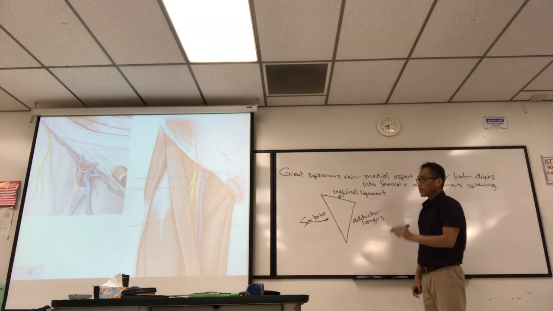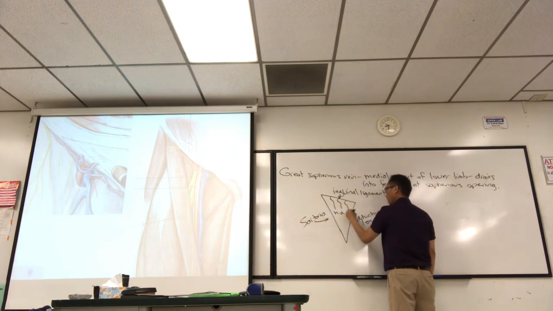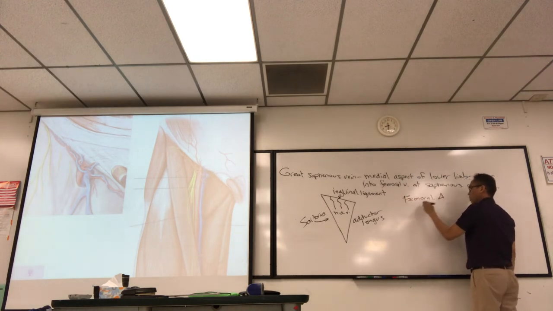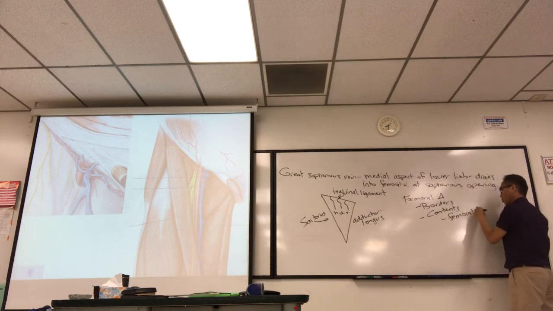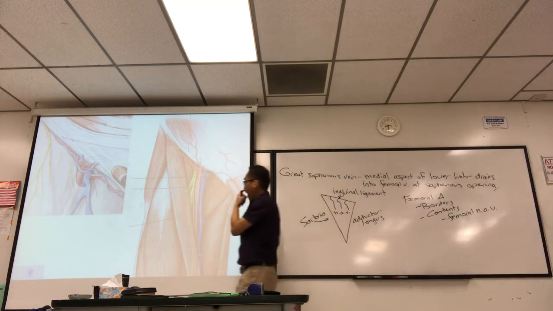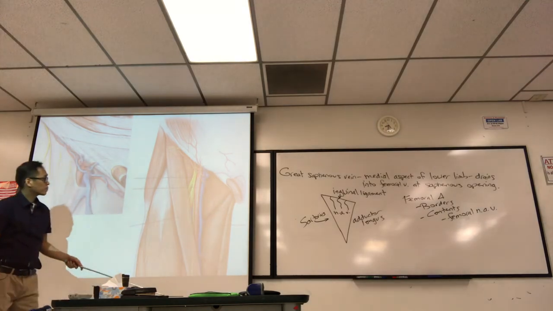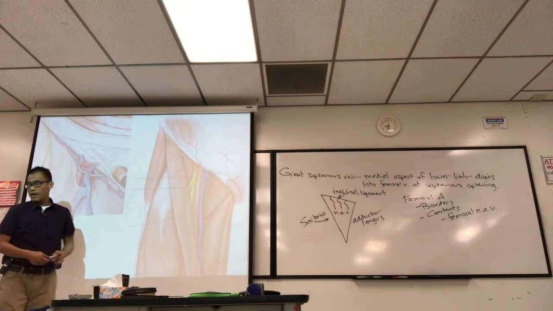And it's really the contents of the triangle that contain the important things. From lateral to medial, it's the femoral nerve, artery, and vein. So be able to identify that. So you've got the femoral triangle, know its three borders and three contents: femoral nerve, artery, and vein. So that's three structures, all with the same name, femoral. Lateral to medial, and that's the cut vessel of the great saphenous vein right there.